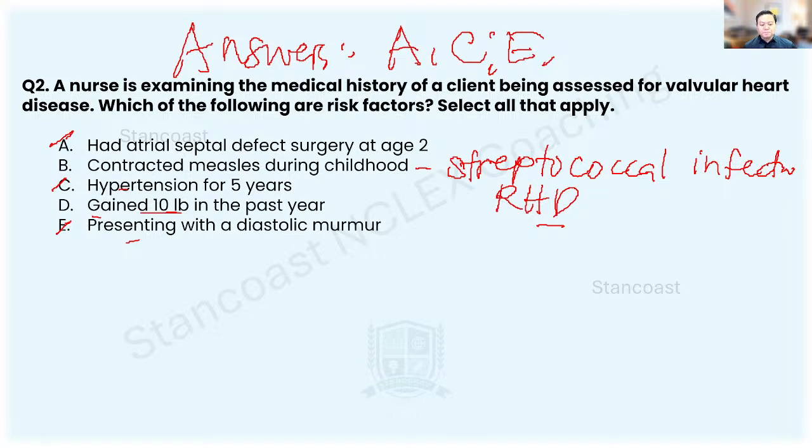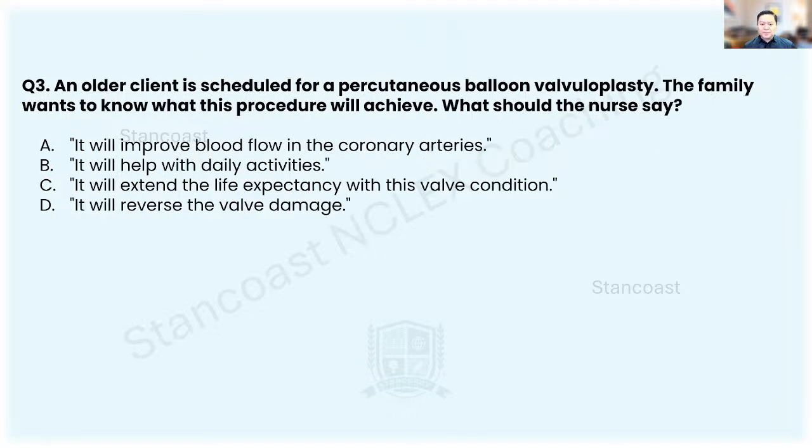Okay. Now let's move forward to number 3. An older client is scheduled for a percutaneous balloon valvuloplasty, and the patient wants to know what this procedure will achieve. What should the nurse say? Again, an older client is scheduled for a percutaneous balloon valvuloplasty. The family wants to know what this procedure will achieve. What should the nurse say?